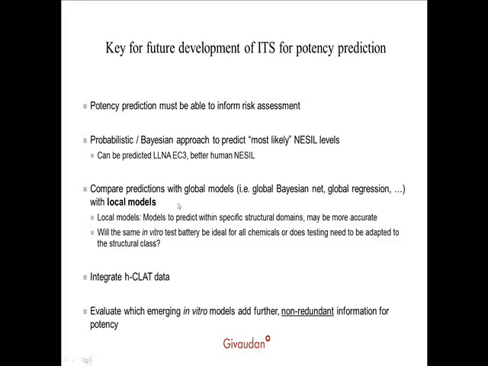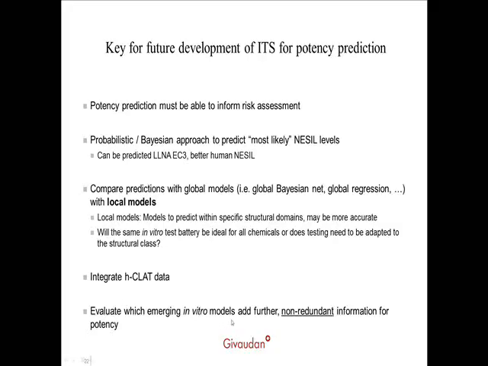But we should also not forget to look at local models, because what we did here now in the Bayesian net, in this global regression, these are global models where we try to predict everything independent of the chemical class. And in some cases, local models can be better. And we have to find out when we can use the local models and when we use global models. We, of course, need to integrate age class data in all these assessments.